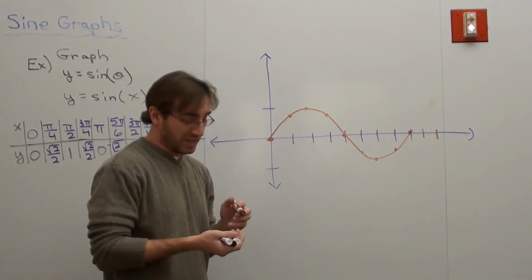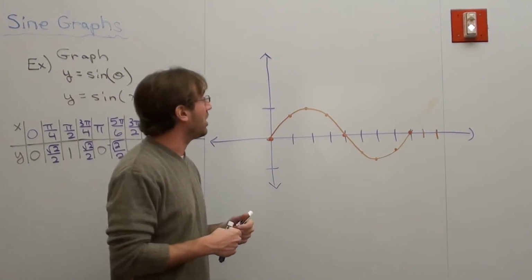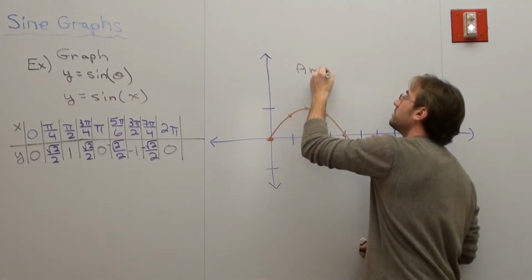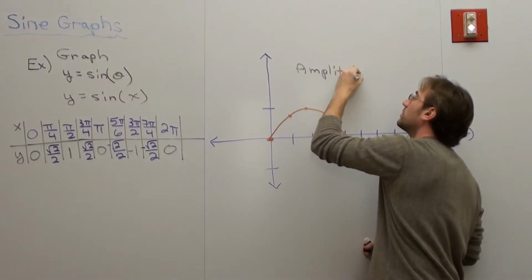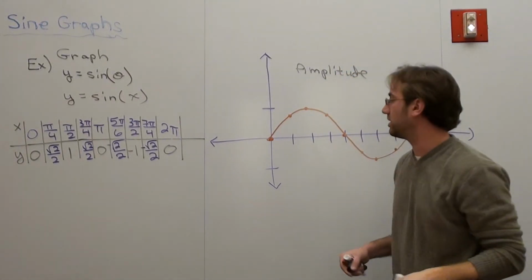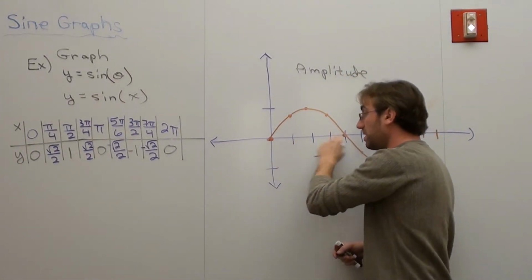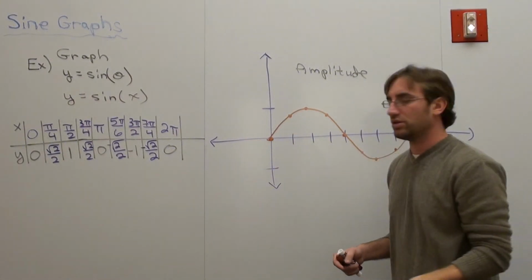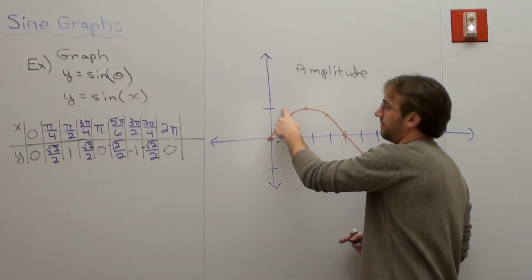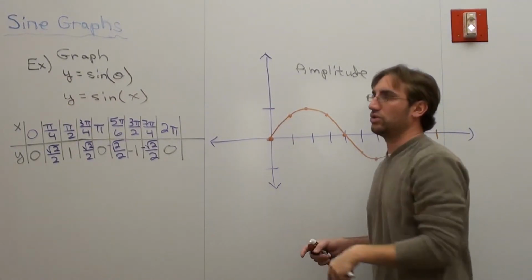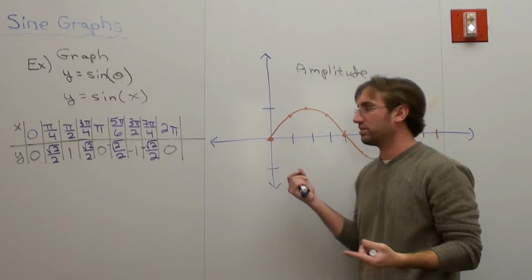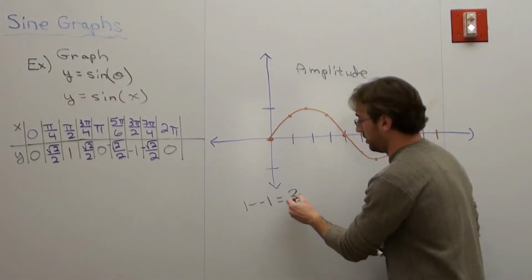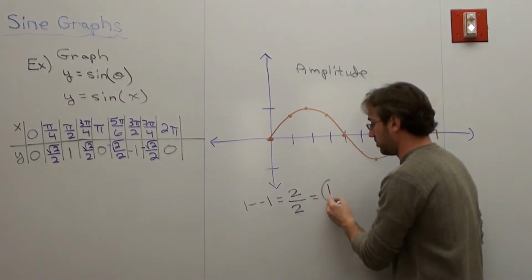What's really cool is this. The amplitude, we're going to start talking about aspects of this particular function. The amplitude, I think that's right, how do you spell it, is the distance from the midpoint, or the midline of a graph, to the highest point. Or basically what you can do is you take the highest point and you subtract it by the lowest point, which is 1 minus negative 1, which equals 2, and then you divide by 2. So the amplitude is 1.